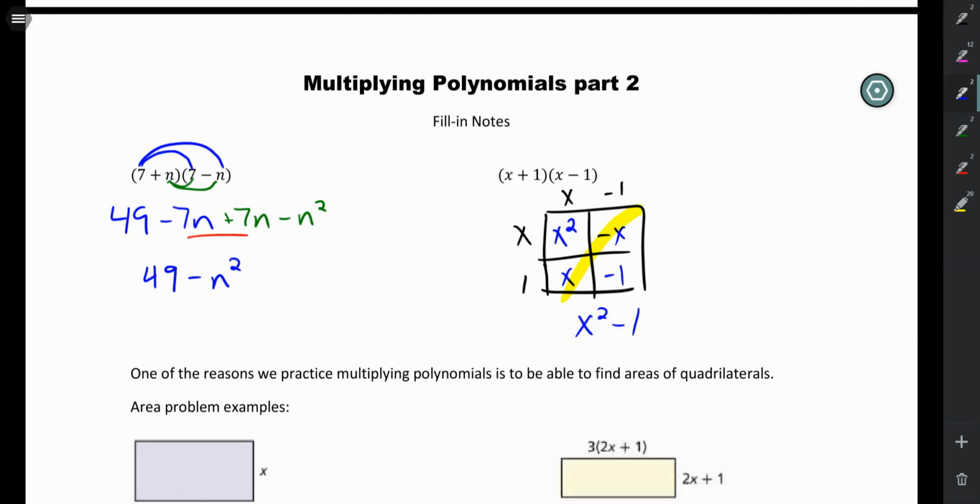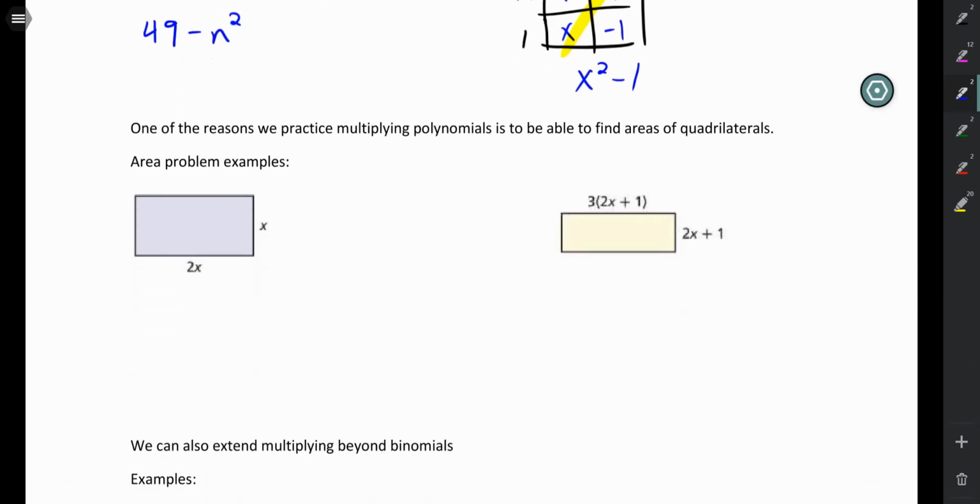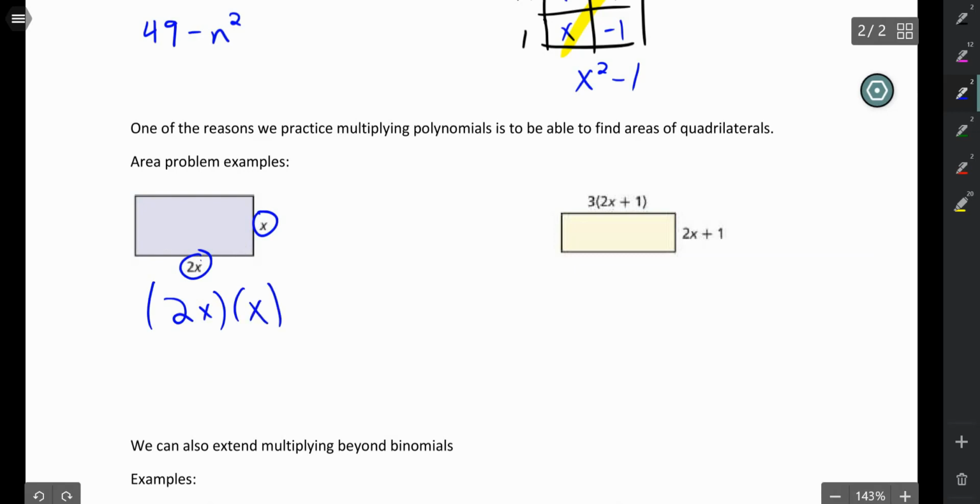Okay. All right. Now, one of the reasons that we practice all this multiplying with polynomials is that we can do area problems of quadrilaterals later, and we don't necessarily have to know the specific dimensions of the quadrilaterals, just the relational dimensions, right? So this first rectangle over here, the width is twice as long as the height. No problem. In order to get area, all I have to do is multiply these two. So 2x times x. Well, this is what we've been practicing all along. That's going to give me 2x squared. I can find the area of that rectangle.